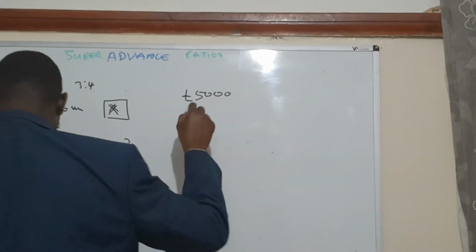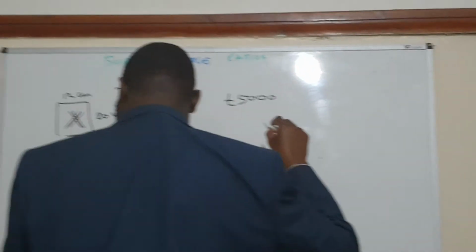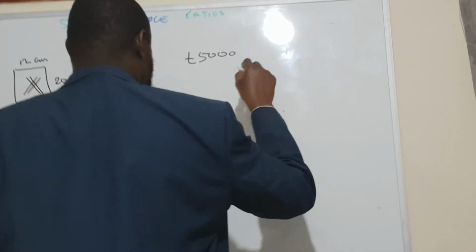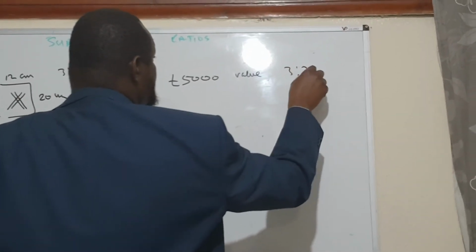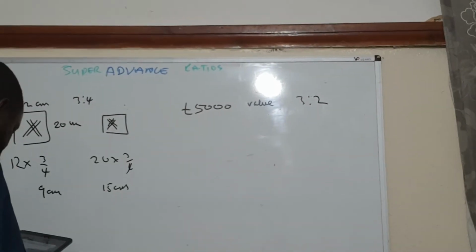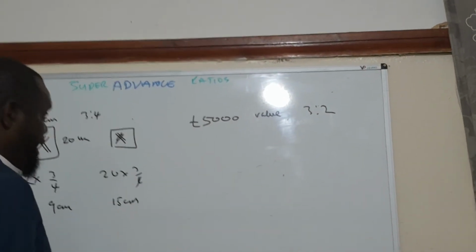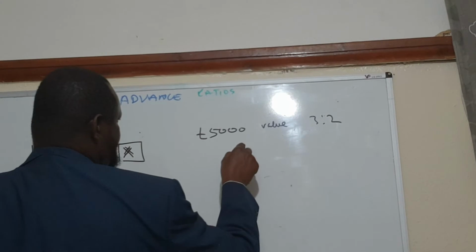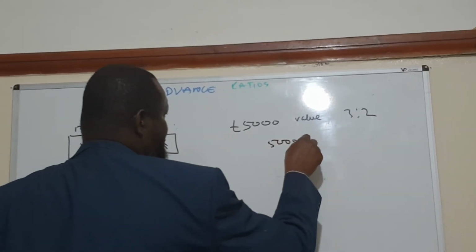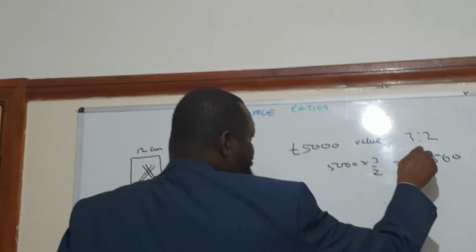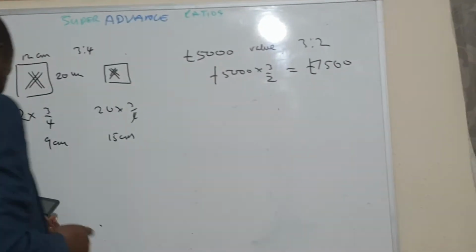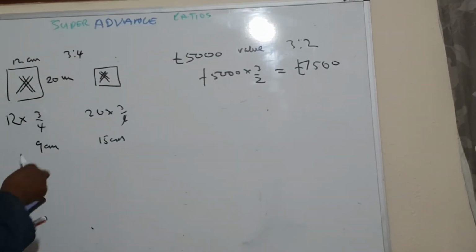Next, an investment of 5,000 pounds was made, and the value increased in a ratio of 3:2. What is the value of the investment now? So the value of the investment will be 5,000 times 3/2, which is 7,500 pounds. Do you get it?